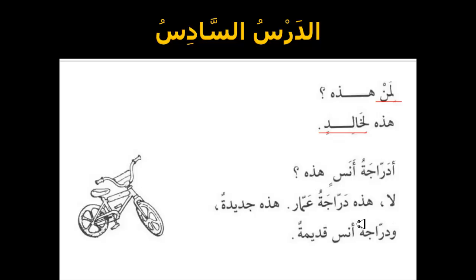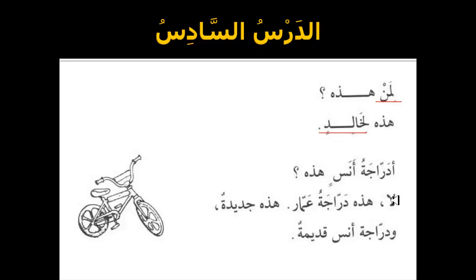La, hadihi darajatu Ammar. Hadihi jadidatun wa darajatu Anasin qadimatun. No, this is Ammar's bicycle. This is new, and the bicycle, Anas's bicycle, is old. Qadima.